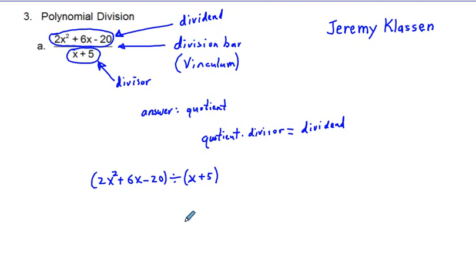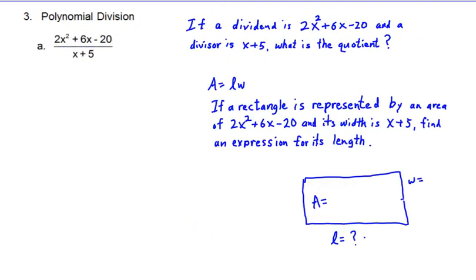Another way of writing out this problem is as a long division problem. We put the dividend inside the long division bracket, which is 2x squared plus 6x minus 20, and outside of the long division bracket we put x plus 5. Now, there are yet other ways of representing a polynomial division problem.